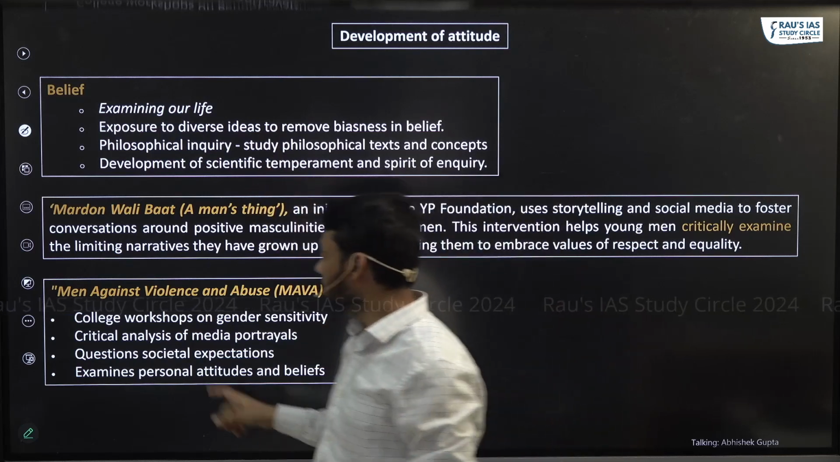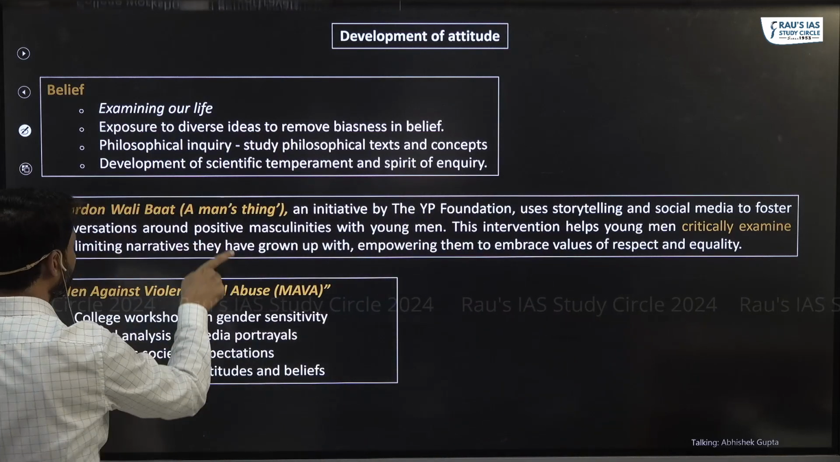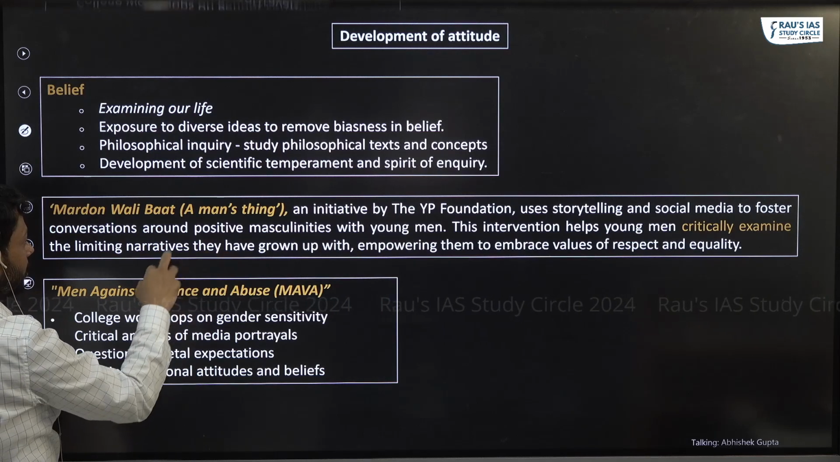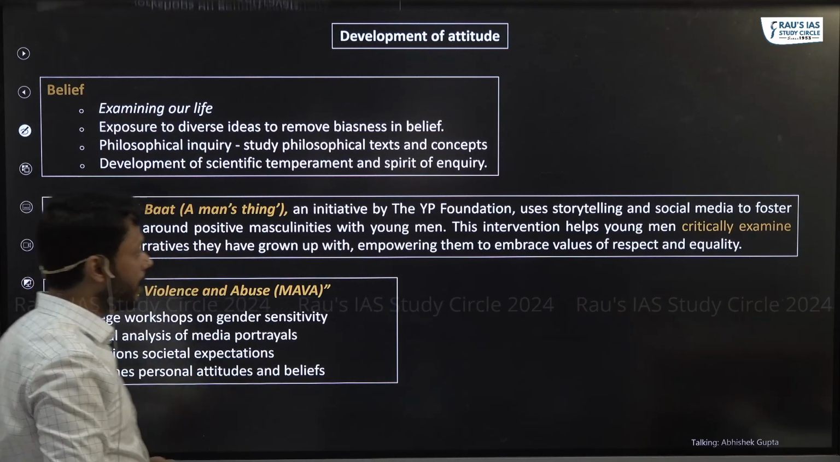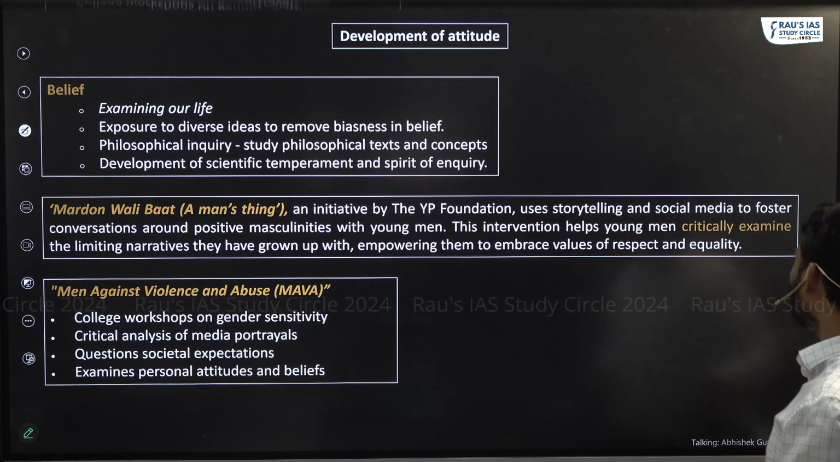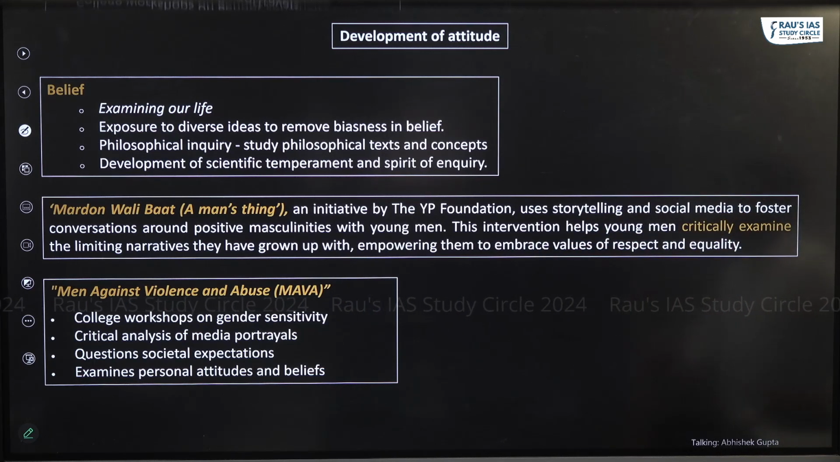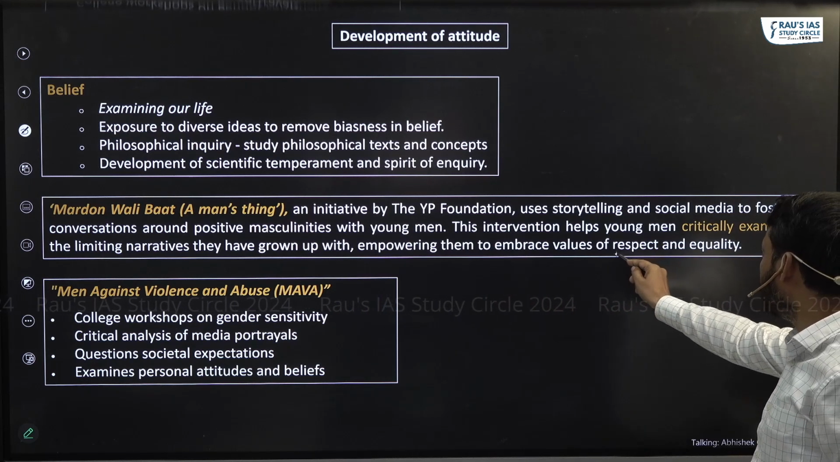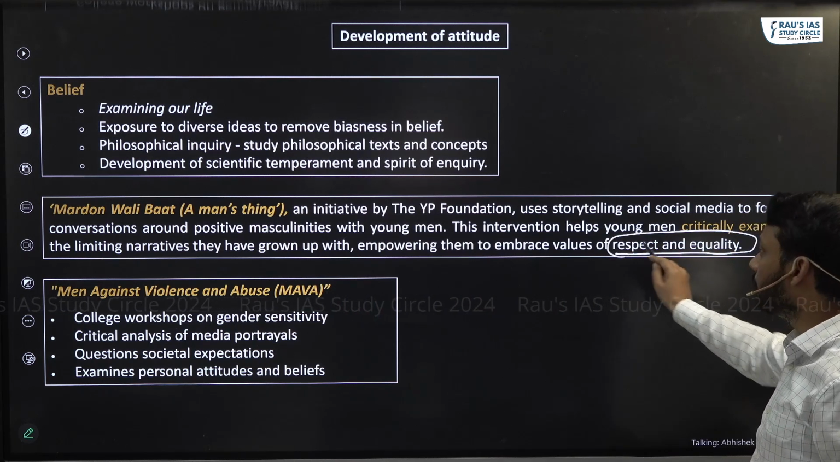And the article mentions Mardo Wali Baat, a man's thing. This initiative by YP Foundation uses storytelling and social media to foster conversations around positive masculinities with young men. The intervention helps young men critically examine the limiting narratives that they have grown up with, empowering them to embrace values of respect and equality.